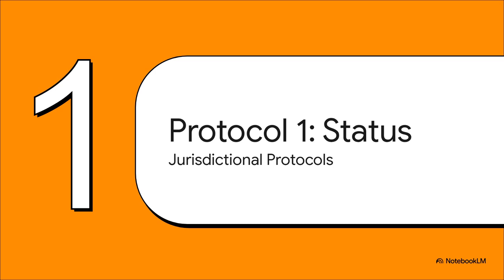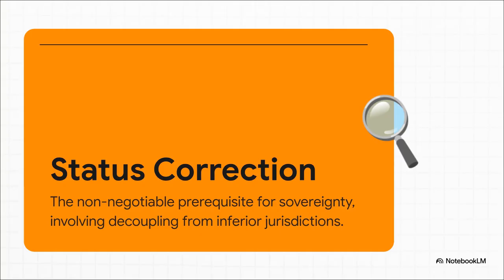Okay, first up, Protocol 1, Status Correction. This is presented as the non-negotiable foundation. Everything else is built on top of this. It's all about establishing the correct jurisdictional footing from the very start. The core concept is right there, status correction. You have to think of it as the prerequisite for everything that follows. The entire objective is to systematically and administratively separate what the framework calls the natural person from public jurisdictions.